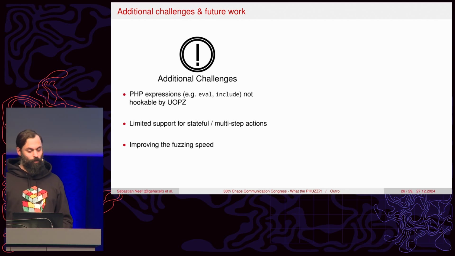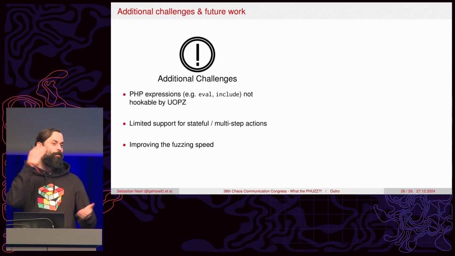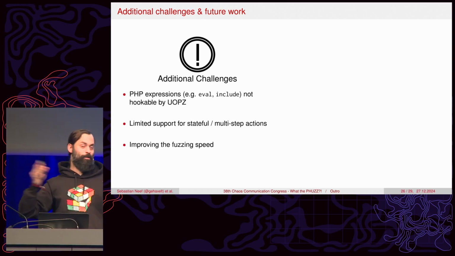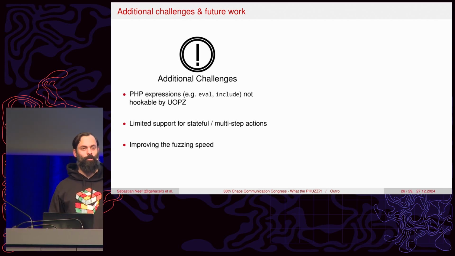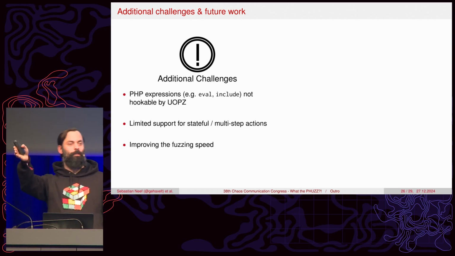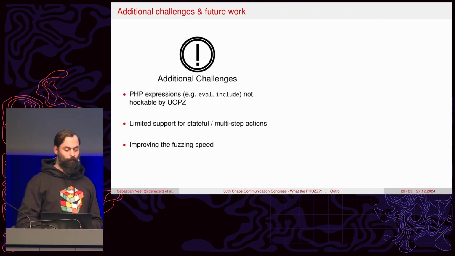Also, there's limited support for stateful and multi-step actions. So if a vulnerability requires sending a request there, and after that there, so sequential actions, Fuzz cannot detect these issues right now. But what we can do is parallel fuzzing of different endpoints. So if the input goes in here and it's being exploited on this other input, then Fuzz can detect this.